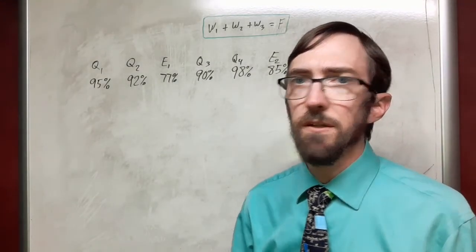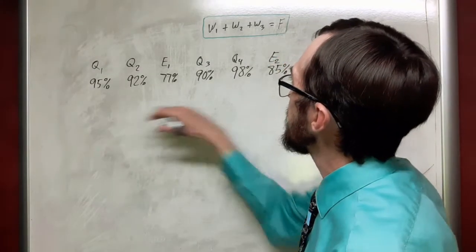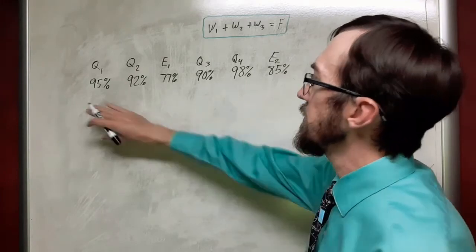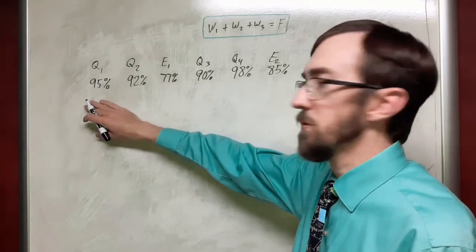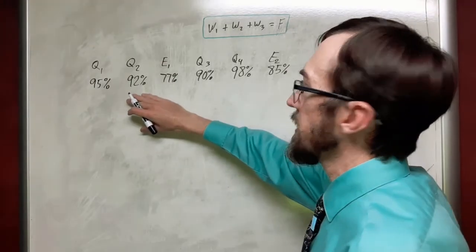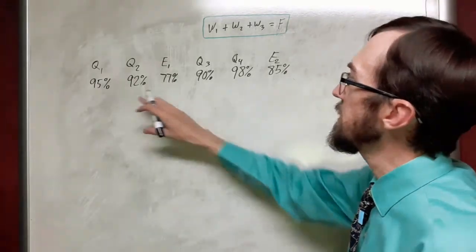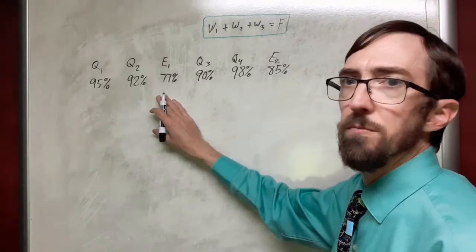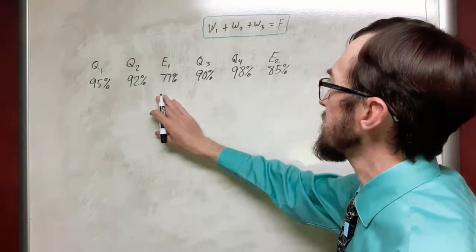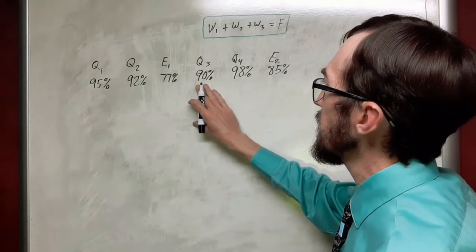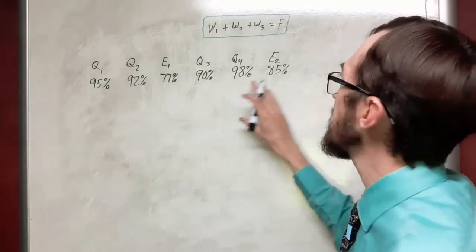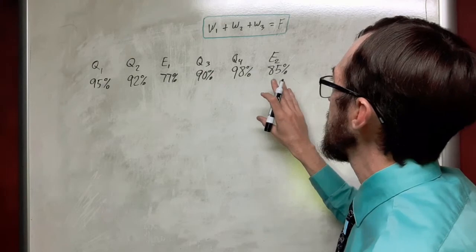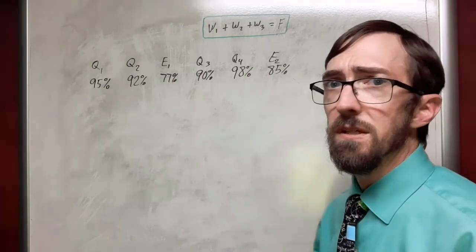Let's look at a different scenario. Let's say that we have an entire year, and in the first quarter of the year we had a 95% average for the quarter. In the second quarter, we did 92%. We then had a midterm exam and got 77%. During the third quarter, we got 90%. During the fourth quarter, we got 98%. And then we took a final exam and it was 85%.